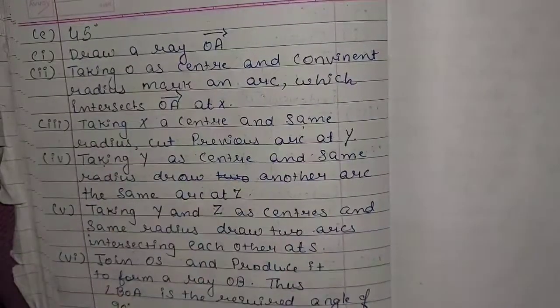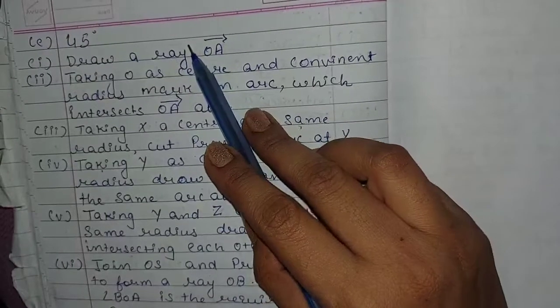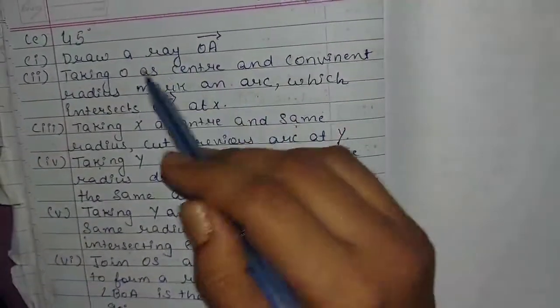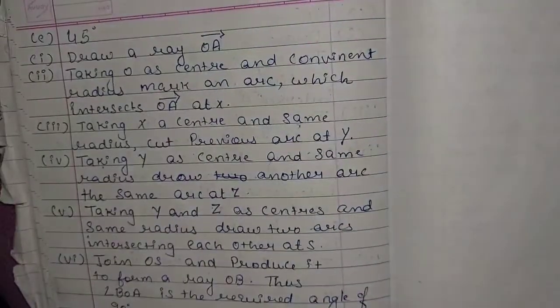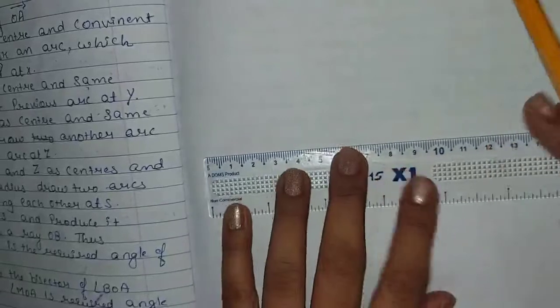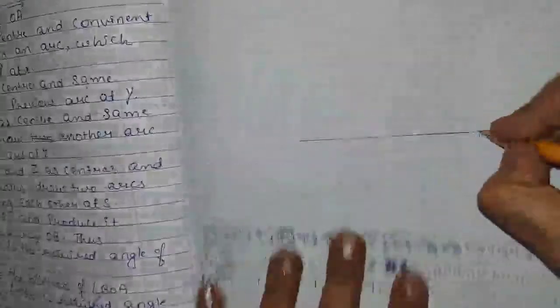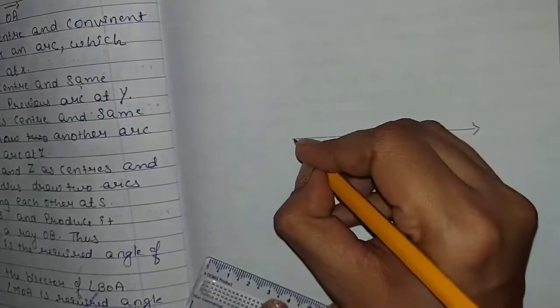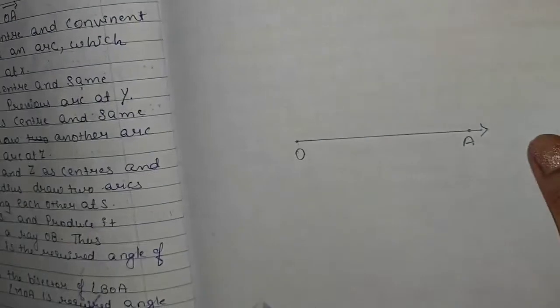Part E, 45 degree. Students, now we have to construct angle 45 degree. So students, here first of all we will draw a ray OA. So let us draw ray OA. So students, here we will draw ray OA. Now let us see next step.